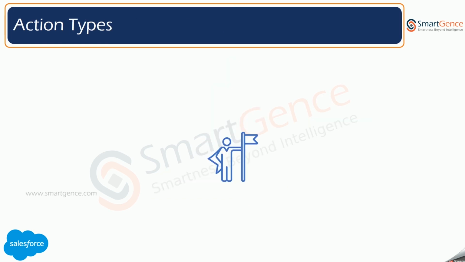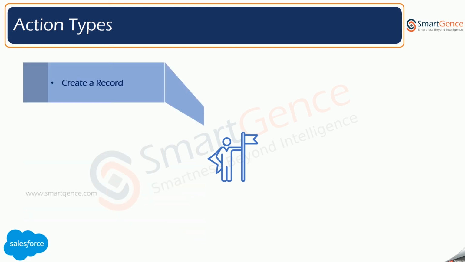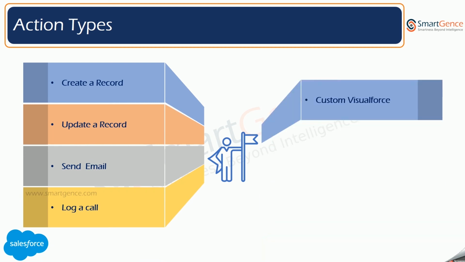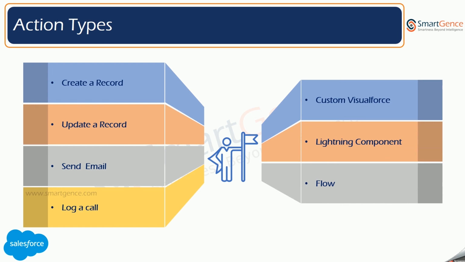And finally comes the action type. All the actions defined here can be done right from the record detail page, which is the specialty of actions in Salesforce. You can create a record from a record detail page, update a record, send an email, log a call, or even use a custom Visual Force page, a lightning component, or a Salesforce flow. So these are the different action types. You would get to know about this in the demo session, so just have a look at this for now.